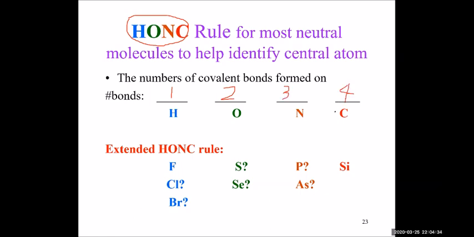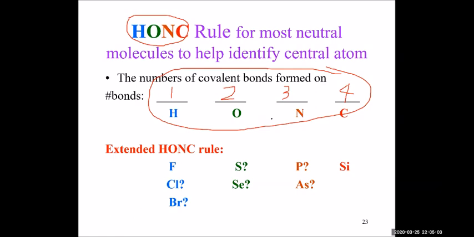So the HONC rule represents the simple way to memorize how many bonds each of these 4 elements normally form. And for the Chem 2A class, this is the most important for writing Lewis structures, because this can help us easily decide which one can be the center of the molecule or which one cannot be the center of the molecule. Follow the simple HONC rule.